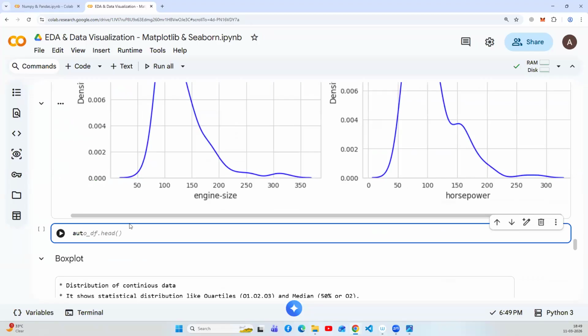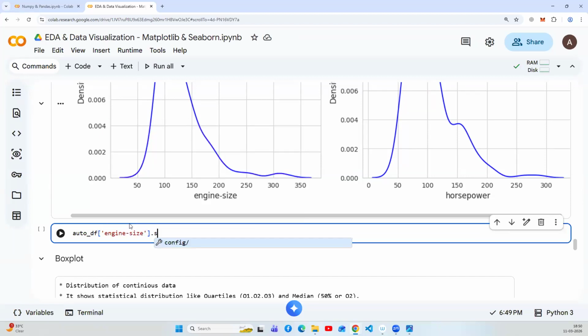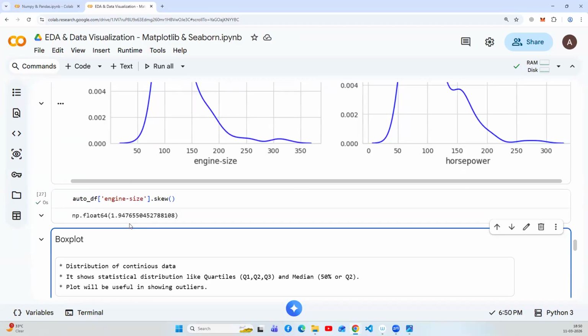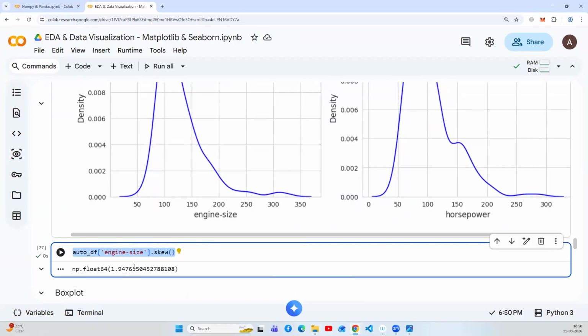If I have to find out whether there is positive or negative skewness, you can simply take the data set and use engine size dot skew, and it will return that it is positive. The higher the value, the longer the tail. As it gets closer and closer to zero, we say that the data is normally distributed.